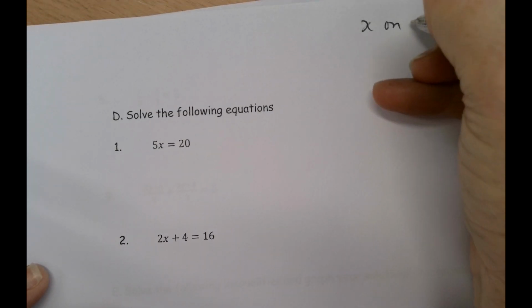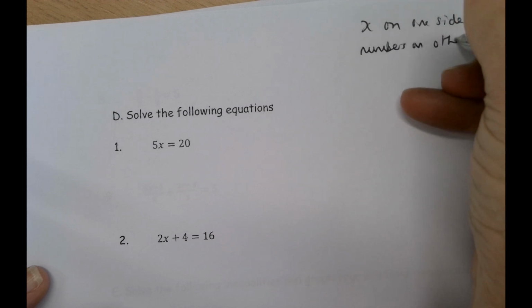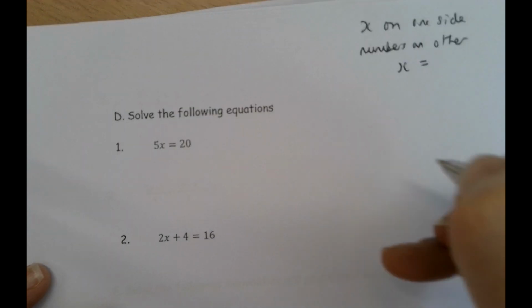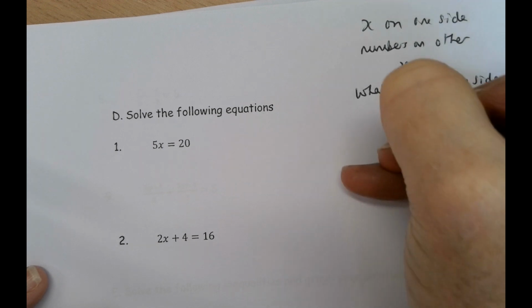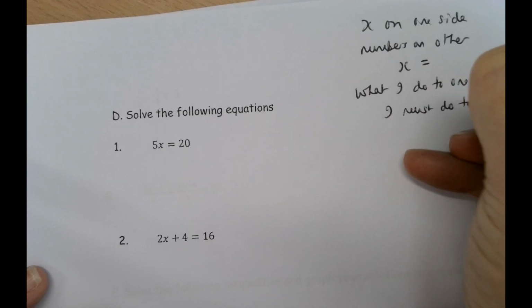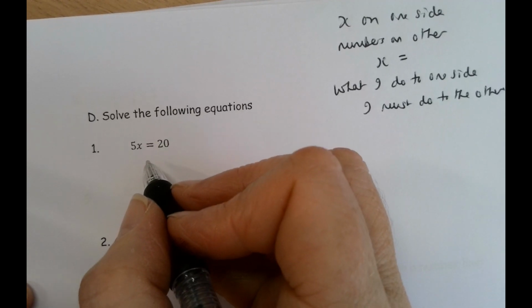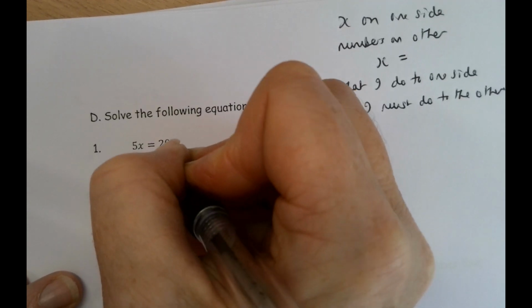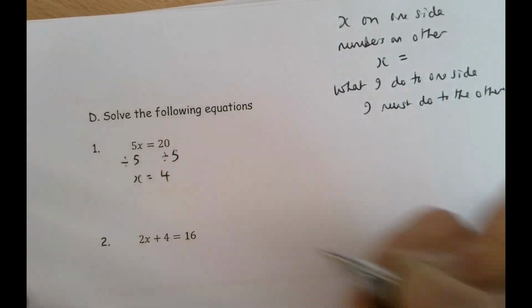Solve the following equations. So remember, with equations, we're trying to get x's on one side, numbers on the other. So we want to end up with x is equal to, and then what I do to one side, I must do to the other to keep it balanced. Okay, so 5x equals 20. 5 times a number equals 20. To get 1 times the number, I'm going to divide by 5. If 5x's cost 20 euro, 1x is going to cost 20 euro divided by 5, so that's 4.